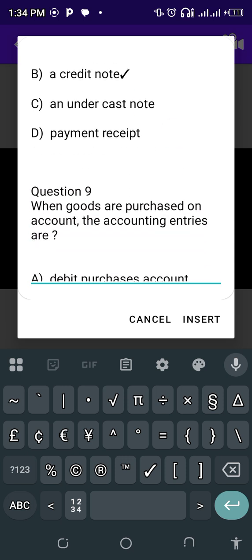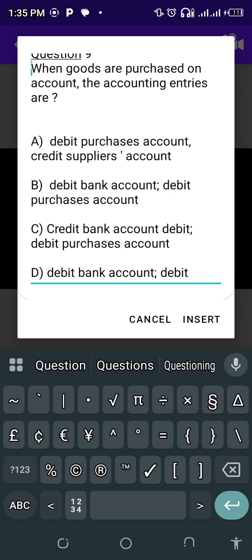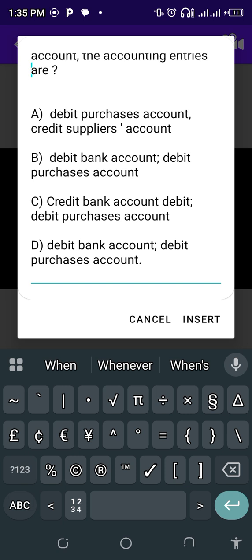Question 9. When goods are purchased on account, the accounting entries are A. Debit the purchases account, credit the suppliers account. B. Debit bank account, debit purchases account. C. Credit bank account, debit purchases account. And D. Debit bank account, debit purchases account.